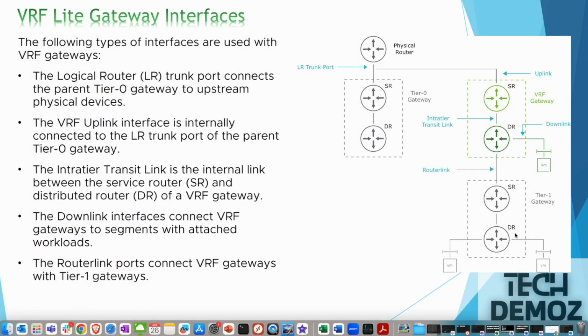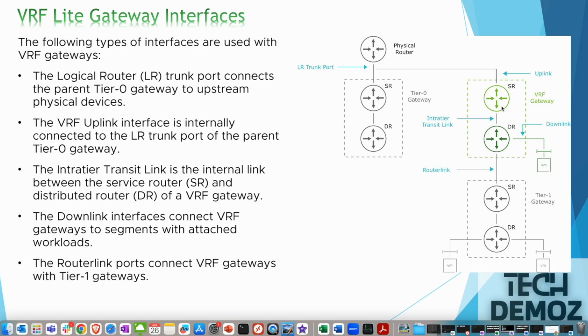Moving forward, these are the VRF-Lite gateway interfaces. The very first is an LR trunk port that is connected to the physical router, physical switch or L3 switch toward the Tier 0. The second is the uplink. The uplink is internally connected to the LR port and then it's connected to the VRF. If we have n number of VRFs, we have that link, which is connected to the LR trunk port.